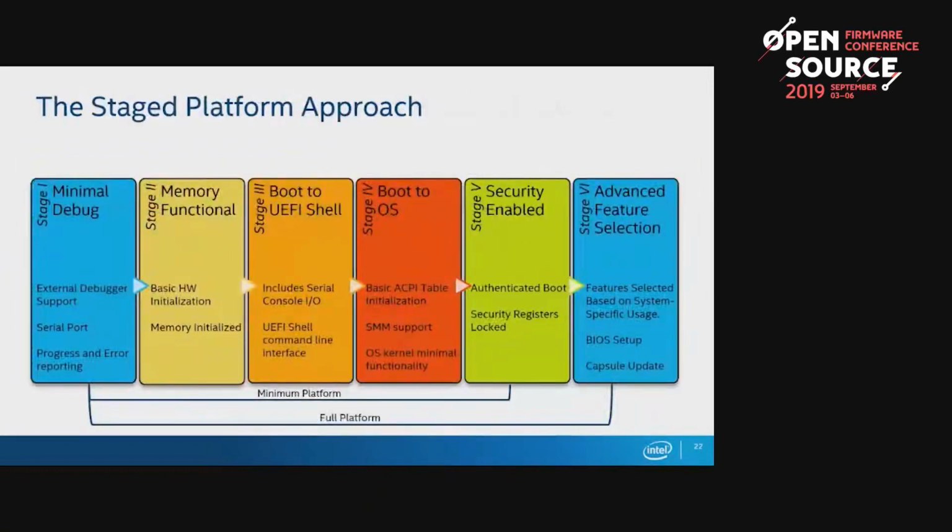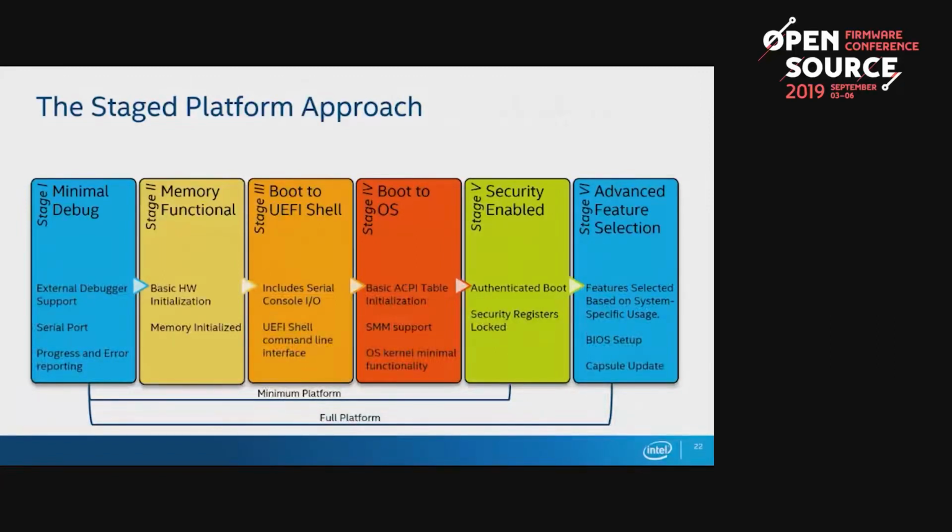Now, whenever we start talking about minimum, a lot of people have different ways to define minimum. It seems somewhat subjective. So in order to talk about the minimum platform, what we mean by the basic support needed to get to a UEFI compliant operating system, we defined what we call the stage platform approach. The idea here is to be able to classify what is needed in order to meet specific milestones throughout the boot. Stage 1, we call minimum debug. This is the code that you need to basically just get debug up and running on the system.